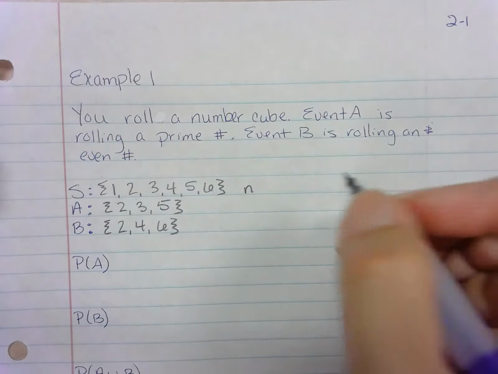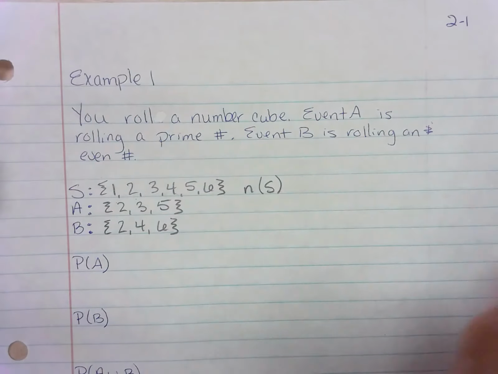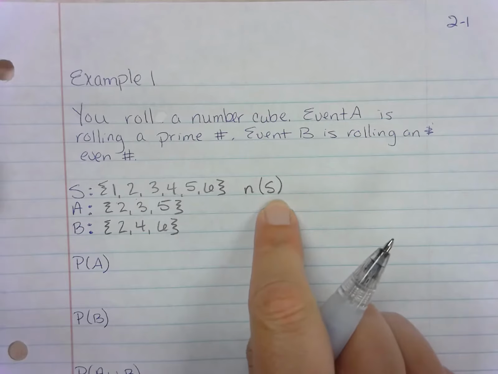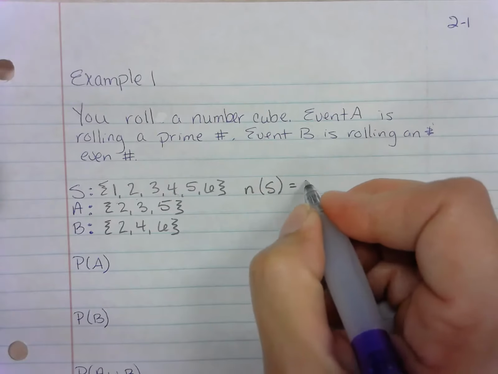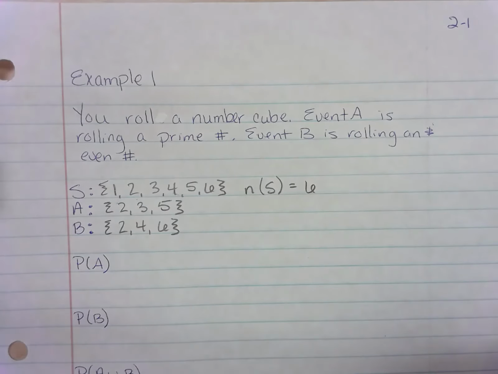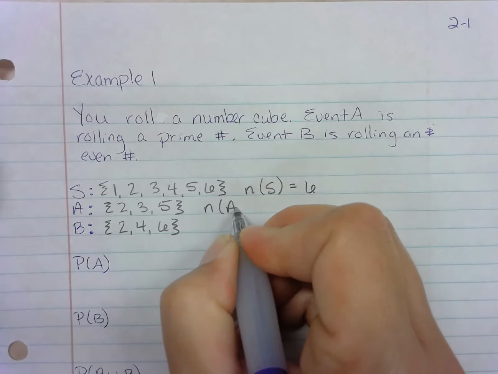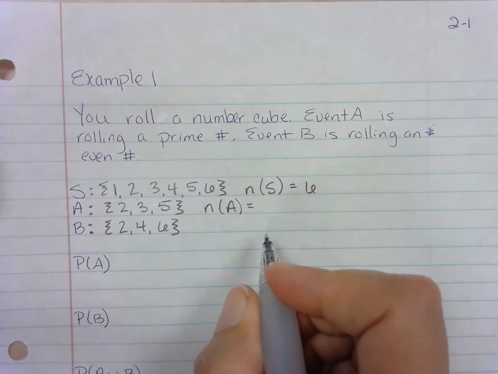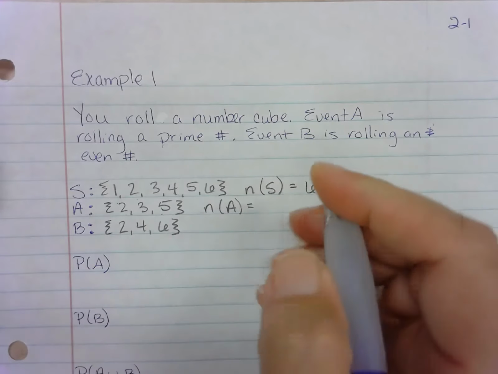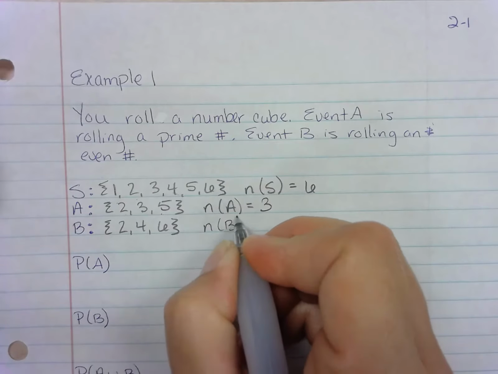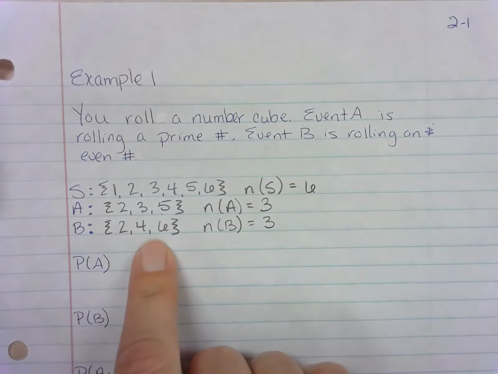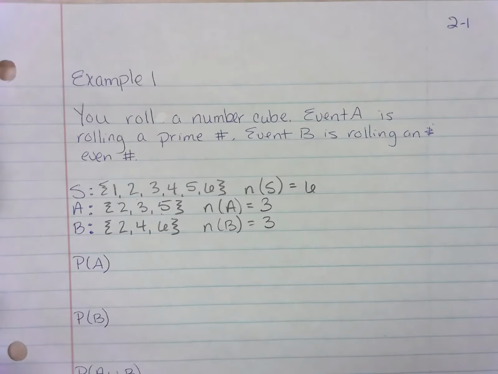Just to help us with our notation, we're going to do N of S. This just means the number of elements in the sample space. We count 1, 2, 3, 4, 5, 6 elements, so that's 6, because that's how many things are in that space. Then N of A is the number of elements in event A. There's 1, 2, 3 things in that set, so N of A is 3. Same for N of B. There were 3 numbers in that set. We're just going to write that down to help us get organized and ready to actually do the probability.